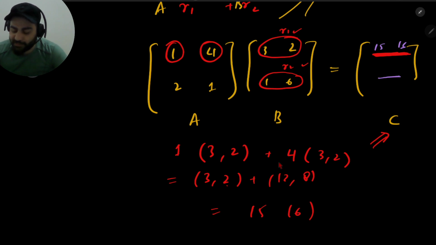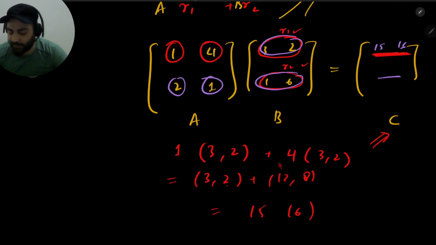Accordingly, you will get the second row. You will take the first row and multiply it with this element, then take the second row and multiply it with this element. Is it clear now?